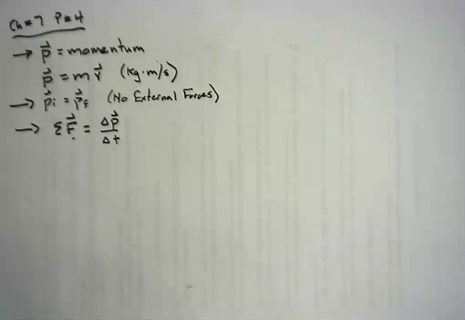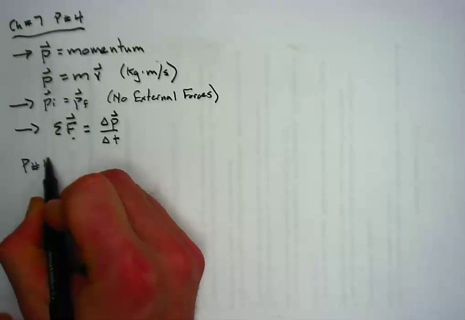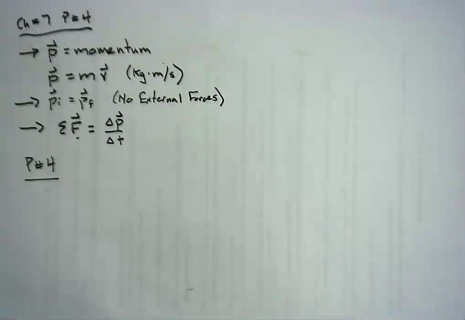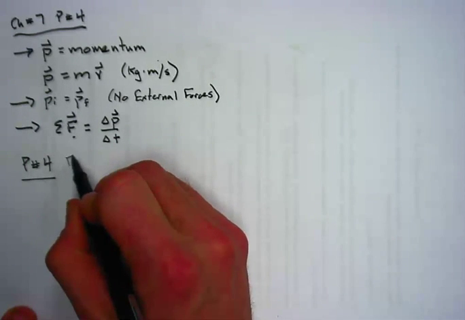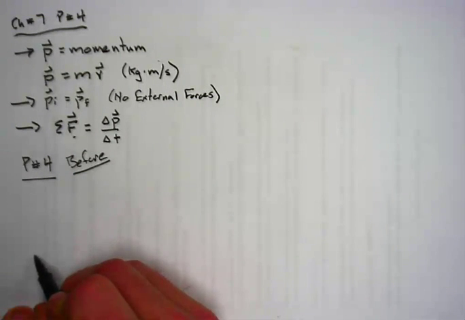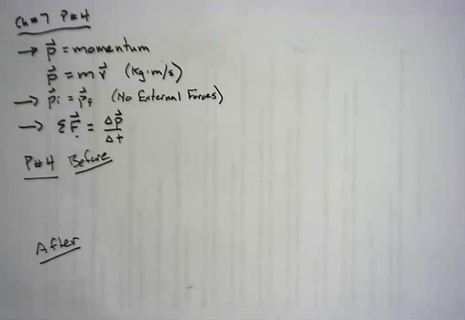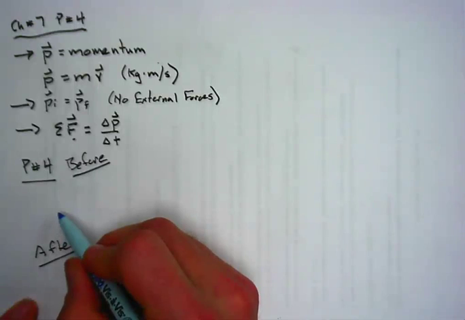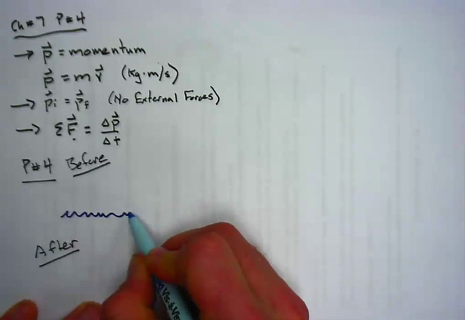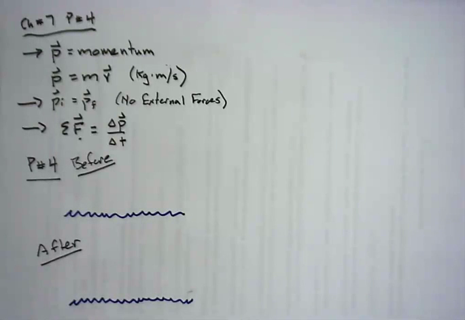But let's apply these ideas to something. So let's apply these ideas to problem number 4 in chapter 7, and this problem deals with conservation of momentum. So I'm going to do a before drawing and an after drawing. Before and after. So the problem states that I have a boat and it's in water, right? Look, I brought just for you physics students, my blue pen. Oh, look at those water waves. They're gorgeous. All right, good stuff.